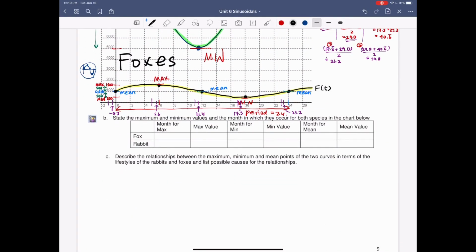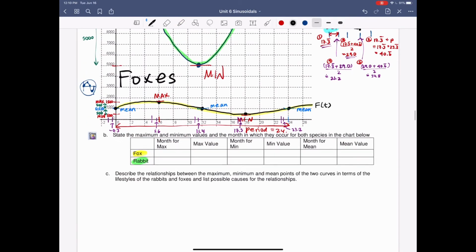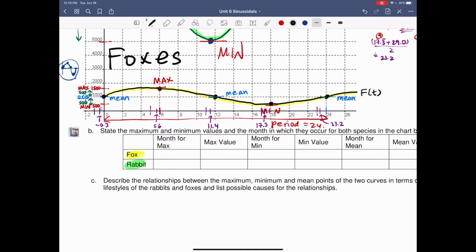So let's take a look at the data, right? For the fox, which means we're looking at this graph, the month for max reaches the max once throughout this graph, and it occurs at the number 6. We can say that it's basically the first year of June.